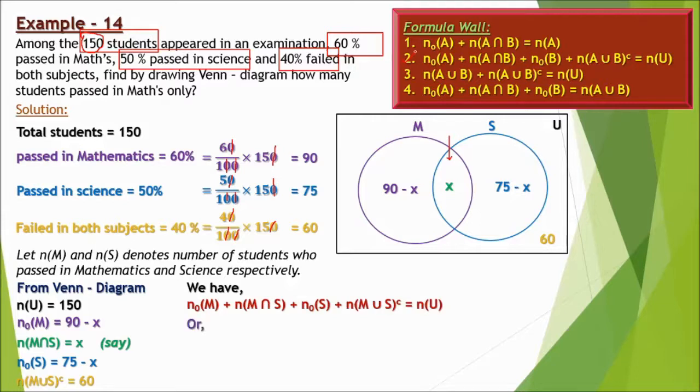So the first value is 90 minus x, then it will follow with plus x, and plus x will be followed by 75 minus x, and 75 minus x will be followed by 60, and the sum will be 150. Now we can cancel x and x. We can easily cancel x and x here. So the sum of 90, 75 and 60 is 165.